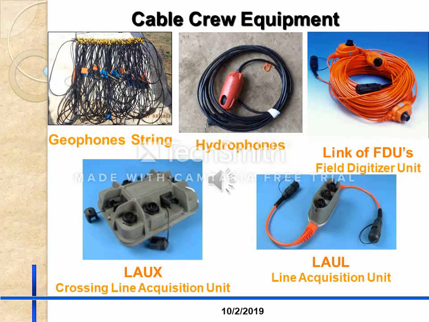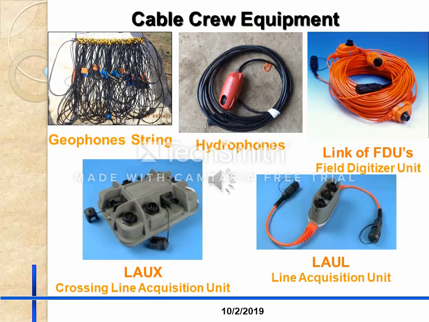Next we have the links of the FDUs. Basically we can see that 3 FDUs are attached to one recording cable, and one FDU belongs to one geophone string. So once we lay out the geophone string on the ground, it is connected to one FDU, which is part of the seismic recording cable. Each third cable is most of the time linked to a LAU, a line acquisition unit, which is attached to a battery of 12 volt.